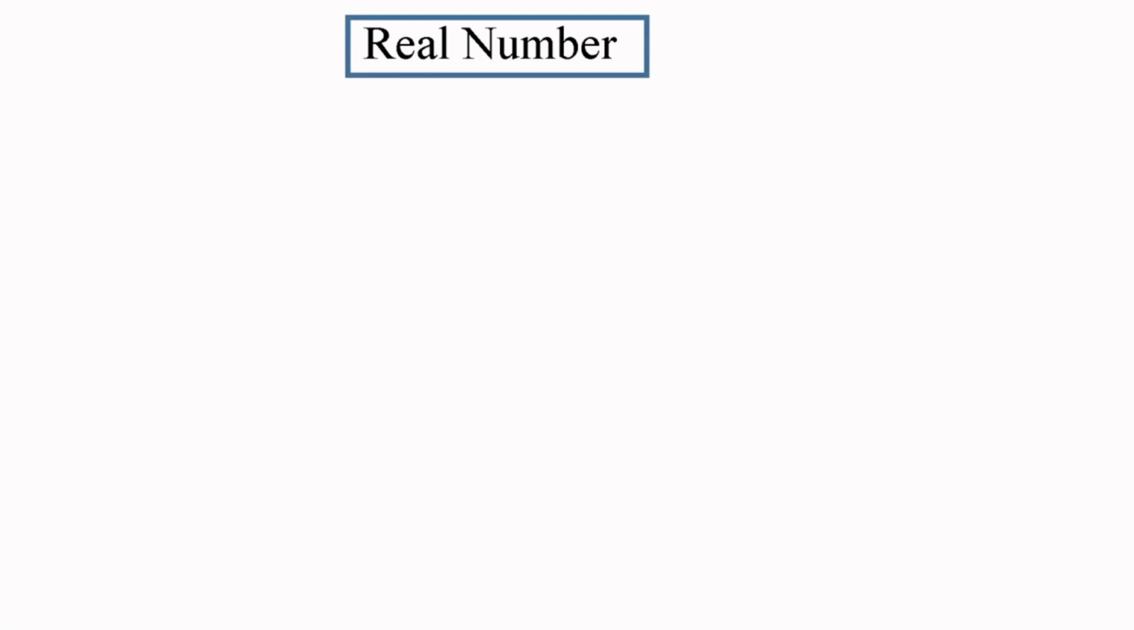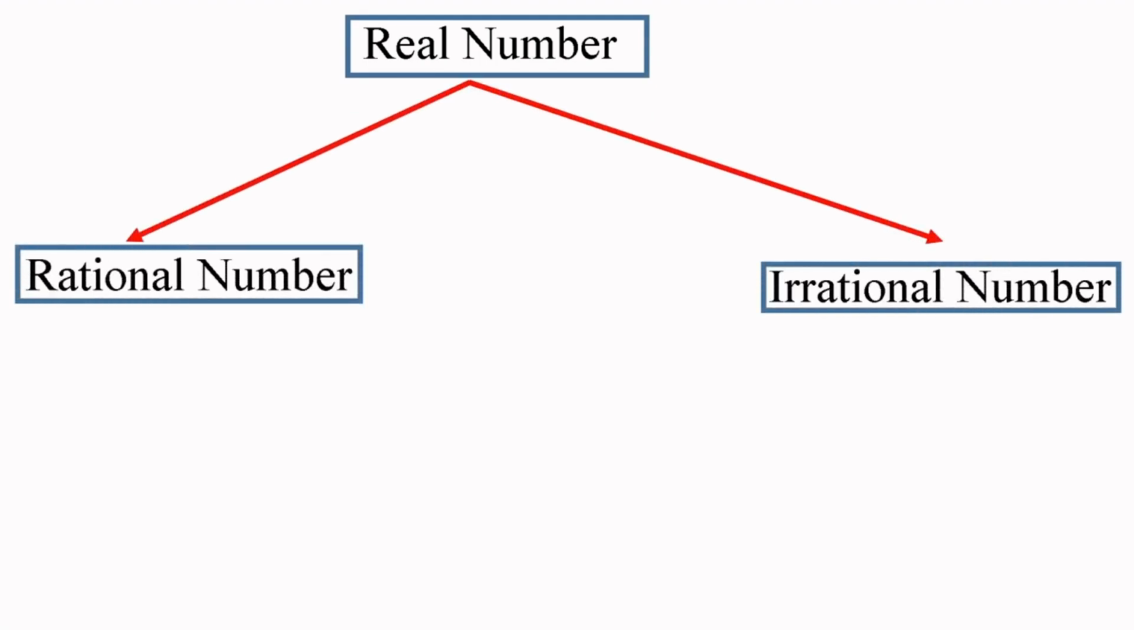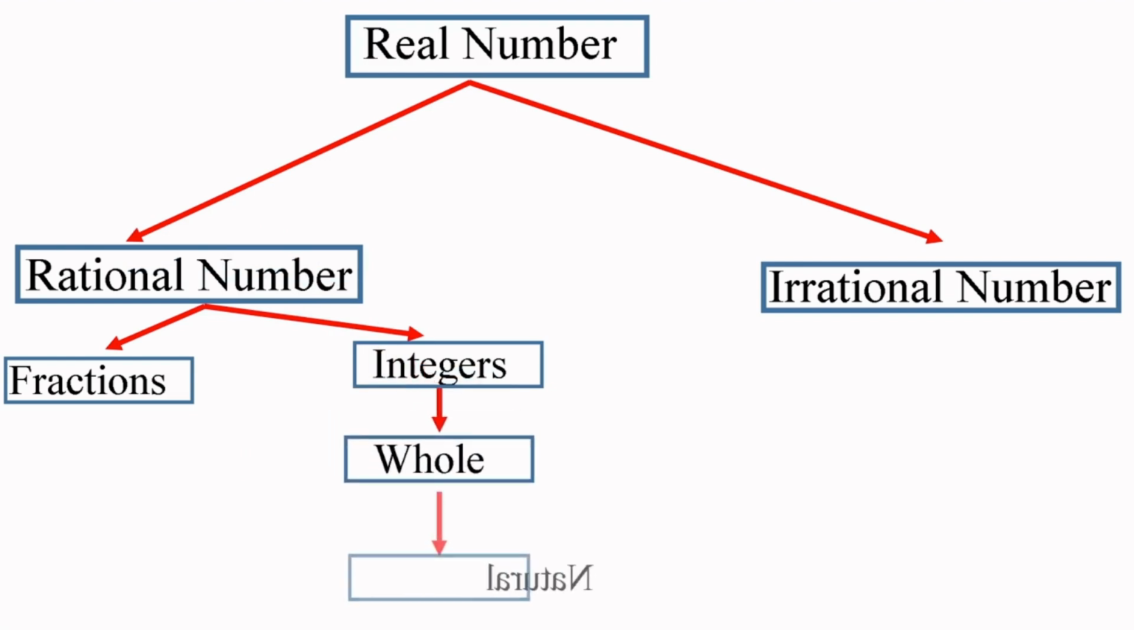Real numbers can be divided into two main groups, rational and irrational numbers. Rational numbers again can be divided into two groups, which are fractions and integers. There is a smaller group which will be located under the integers, and we call it whole numbers. After that, we have natural numbers, which is a subgroup of whole numbers.